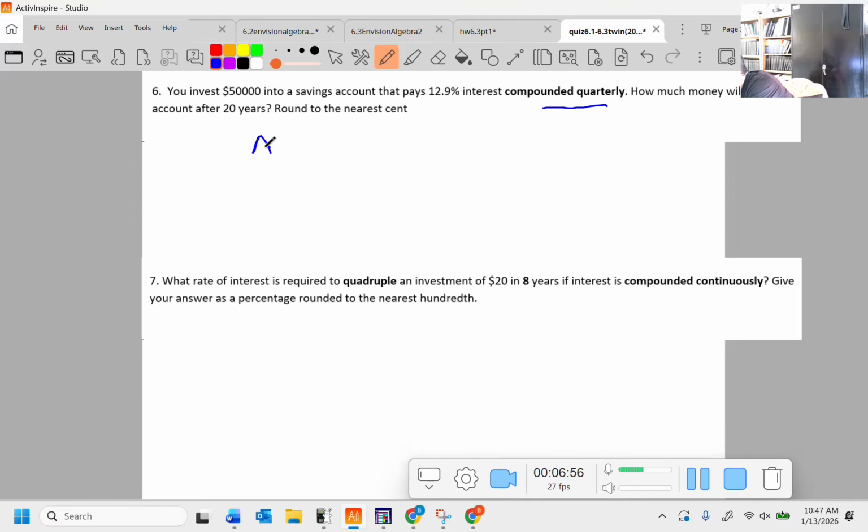Compounded quarterly tells me that I'm going to be using the formula for compound interest. So the amount after time passes is the principal times 1 plus the rate of interest as a decimal over the number of times the interest is compounded per year, raised to the number of times that interest is compounded per year, times the number of years it takes to happen. So you are going to invest $50,000. That is your principal.